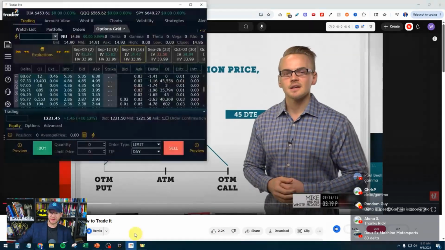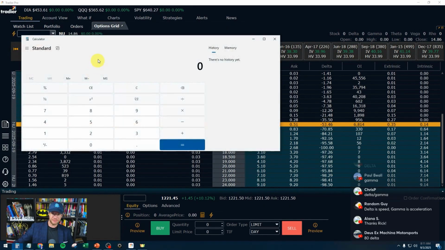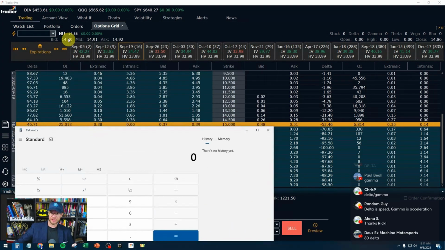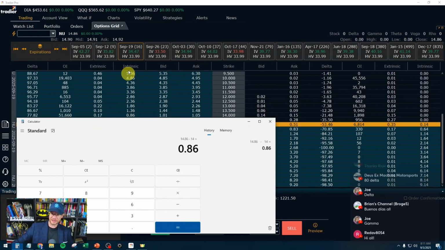Okay, let's talk about this real quick. Let's talk about intrinsic and extrinsic. Intrinsic is the calculation of the current price of the stock minus your strike price. I didn't pick this one for any particular reason, it was just whatever I had looked at last time. In this case, $14.86 minus the $14 strike price gives you 86 cents in intrinsic value.